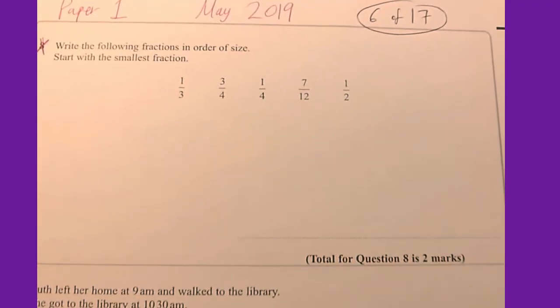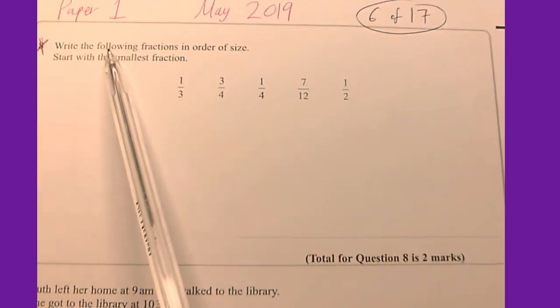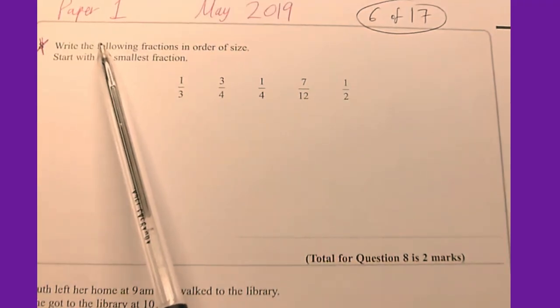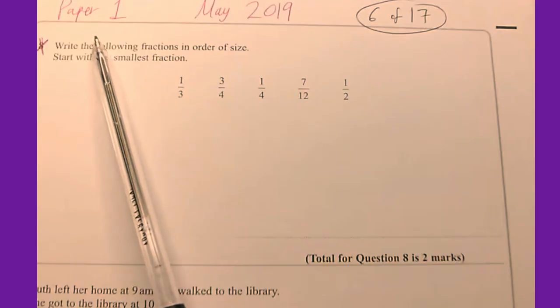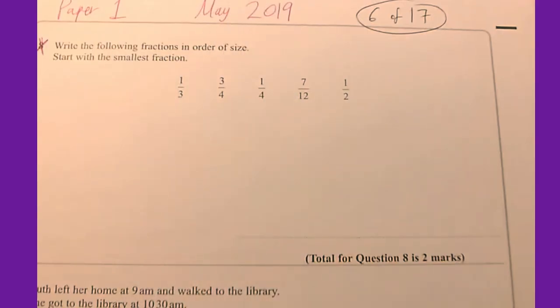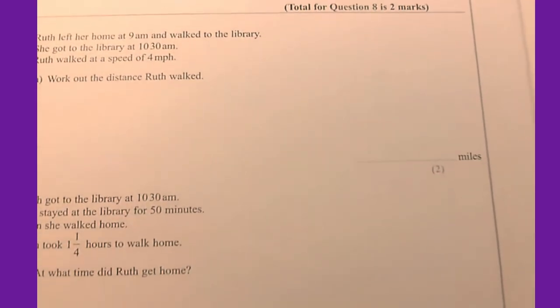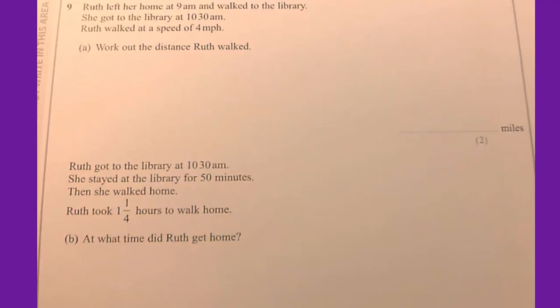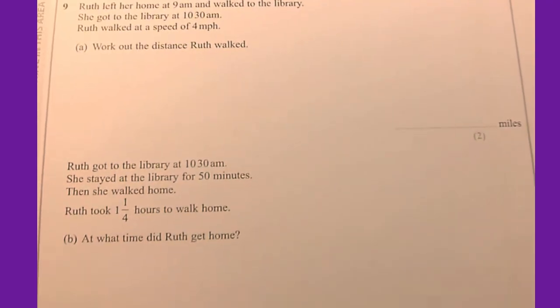Here is the next question. This is question 6 of 17. We're now going into paper 1, which is a non-calculator paper, so we're going to be doing this question without using a calculator. And this is from May 2019. So here is the question. Press pause and have a go.